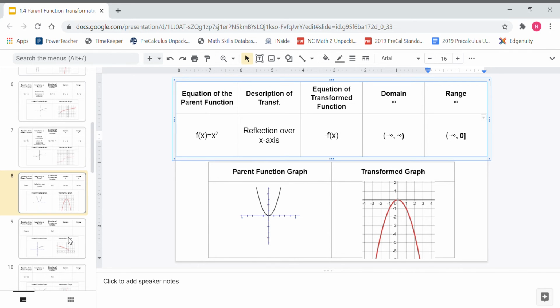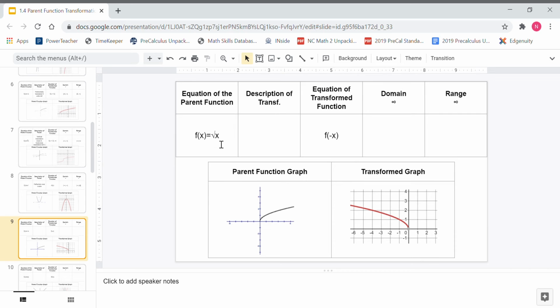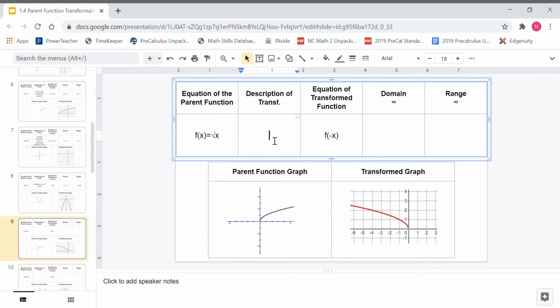All right, slide 9, we've got a square root function again, and my function is f of negative x. So that negative is affecting my domain, not my range. It's affecting my x directly. And so the description of the transformation, if you'll notice, is a reflection over the y-axis.